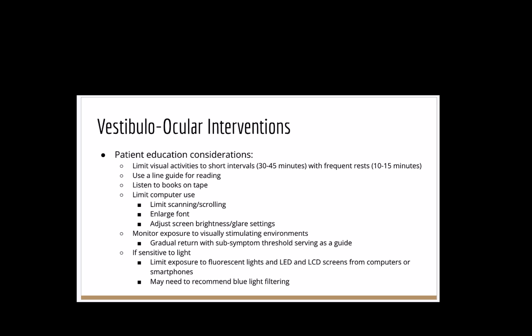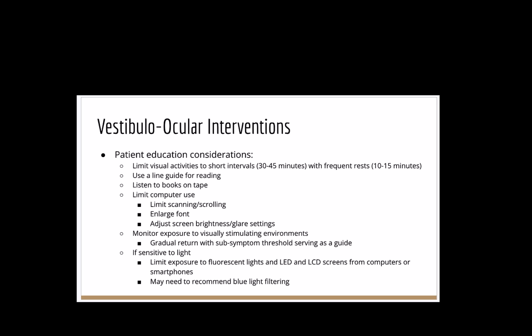And so we tend to find using something like a line guide is really helpful. Maybe use like a ruler or something where you block out the words below it and you have the line with the words above it, and that tends to help them be able to filter out the other things going on around and kind of focus their attention onto the words.